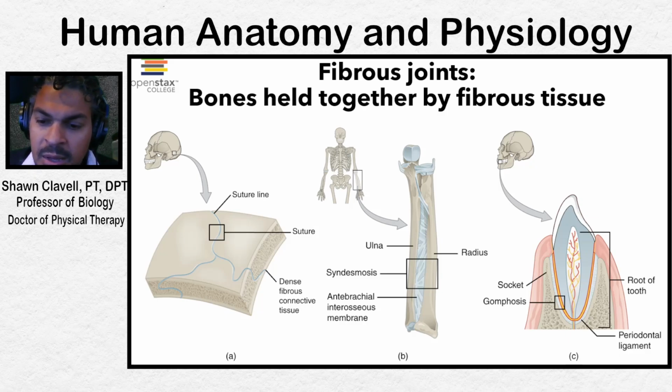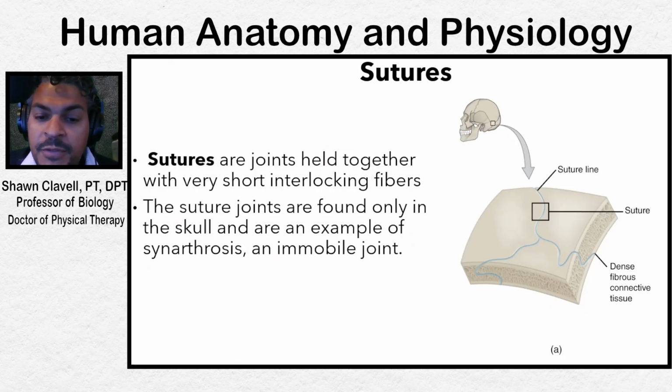So it's a ligament there that holds these bones together. A wide sheet of connective tissue, or even something densely held together. But the first is a suture, and sutures are only seen in the skull. They're a classic example of a synarthrosis, an immobile joint, and they're held together by a sutural ligament. There's dense fibrous connective tissue holding them together.